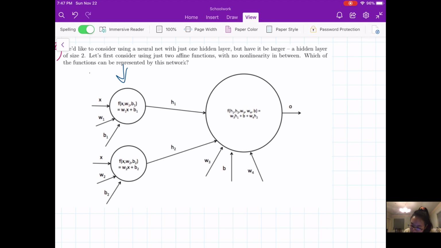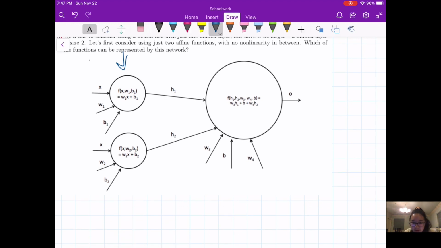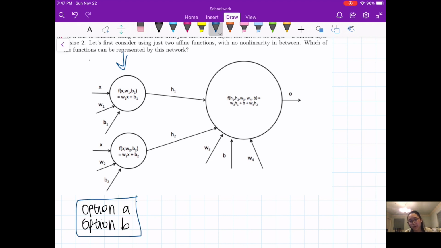So that's why, in this case, kind of similar to question 4, I believe, with just 2 affine nodes, we can still only represent option A and option B, because those are the only 2 options that don't have any nonlinear components. And then same thing for the exact weights, you can plug in and see, but it will be quite similar to the weights for part 4.